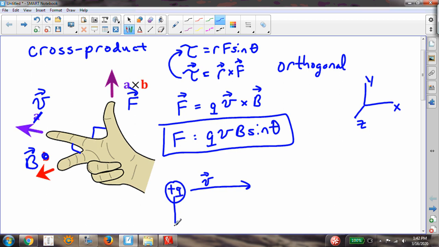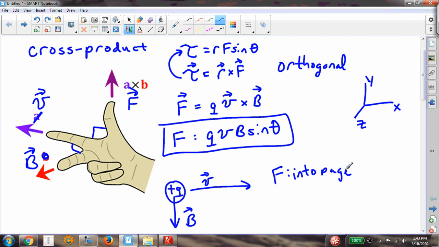Now, if we know that the magnetic field is, say, in this direction, then we orient our hand so that our middle finger is pointed downward. So starting with your index finger to the right, rotate your entire hand around until your middle finger is pointed in the same direction as B. And then you ask yourself, what is the direction that my thumb is pointing? What is the direction that your thumb is pointing? It's pointing into the page. So my force here is into the page.